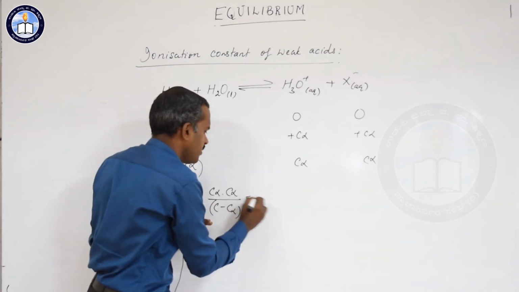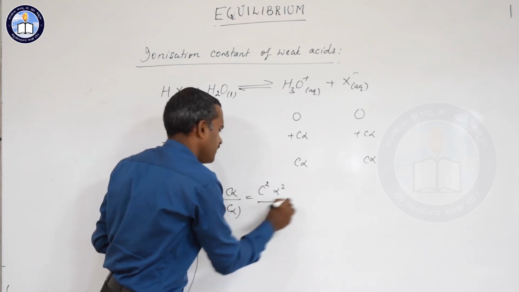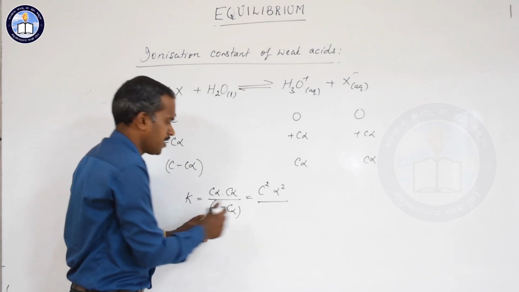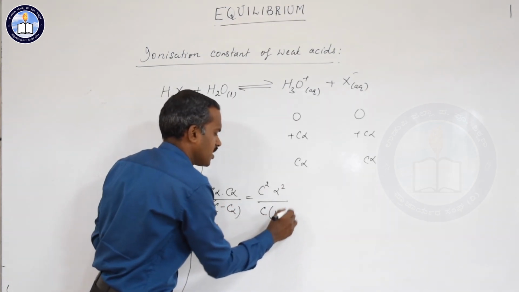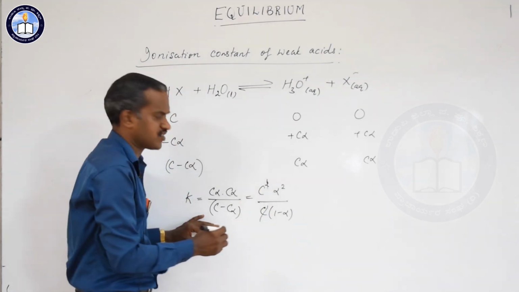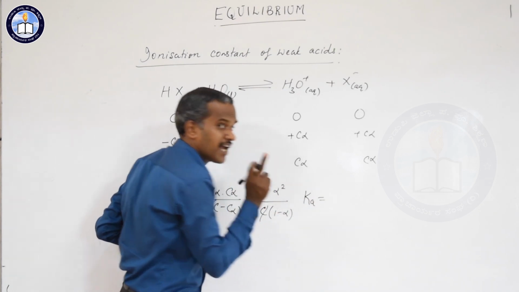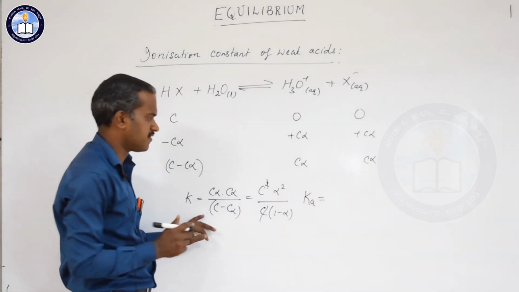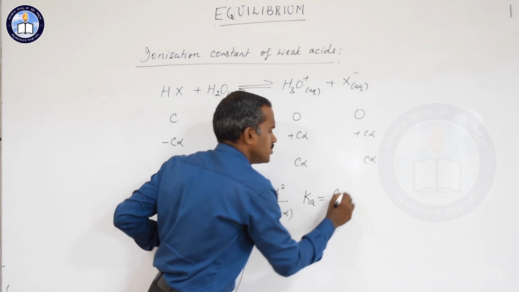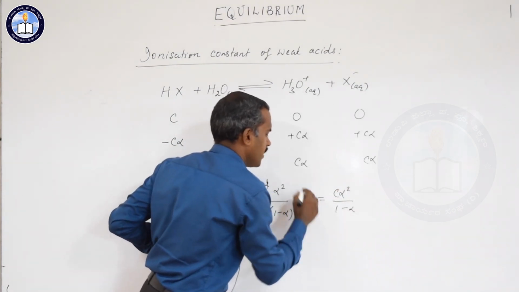So on simplification, it becomes C square alpha square divided by, I can take a C common outside, C into 1 minus alpha. Okay, now this C and C get cancelled, and finally we get Ka. I wrote A for acid. Dissociation constant of acid Ka is equal to C alpha square divided by 1 minus alpha.